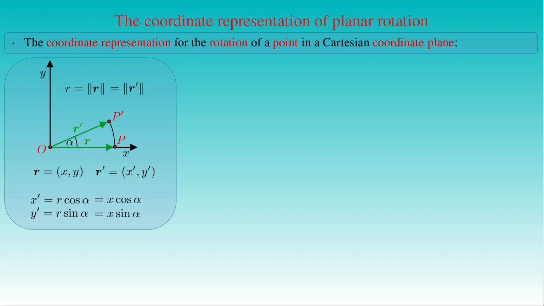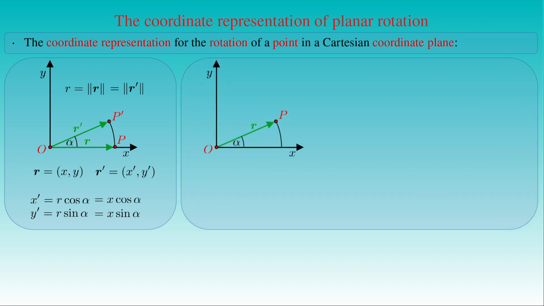Now we can consider a more general case, where the point P is not on the x-axis and the angle alpha measured between its position vector r and the positive x-axis is arbitrary. Here the coordinates x and y of the point P are given by the length of the position vector r times cosine alpha, and r times sine alpha respectively.